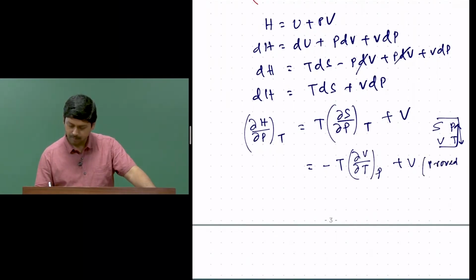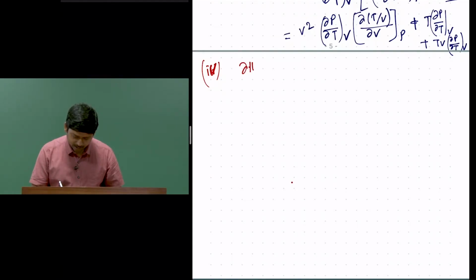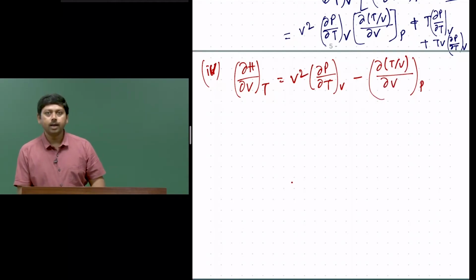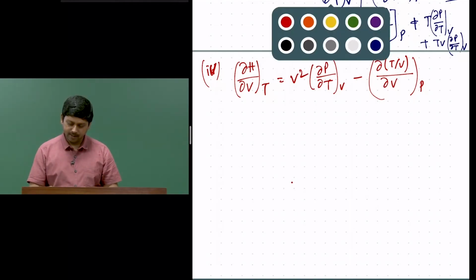Let us start the fourth problem. It says that del H by del V at a constant T is equal to V square del P by del T at constant V minus del T by V by del V at constant P. Okay. So, you see the right hand side is a little bit complicated. So, let us first get the right hand side right.